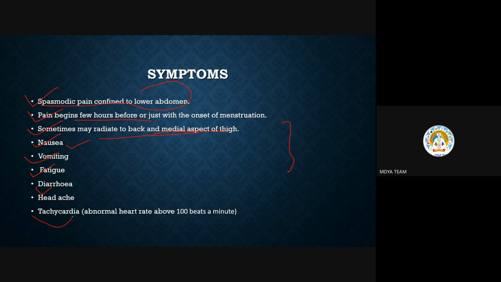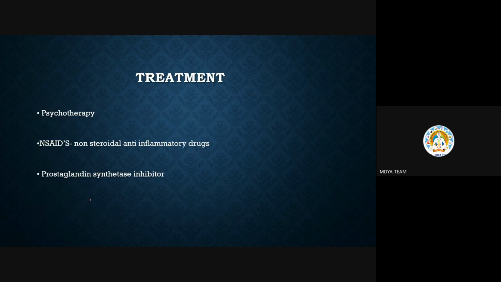Or tachycardia. Tachycardia is nothing but overactive or abnormal heartbeats. A normal person has approximately 60 to 100 heartbeats per minute, depending on the person. If it is above 100 beats per minute, it can be said to be an abnormal heartbeat. This abnormal heartbeat is termed tachycardia. Treatment for that is psychotherapy.